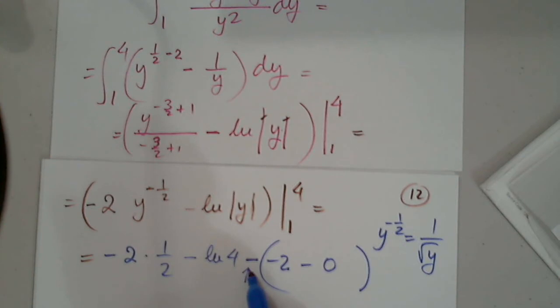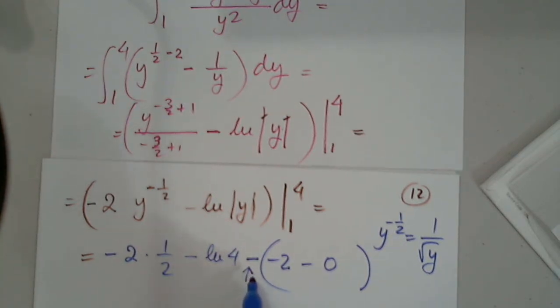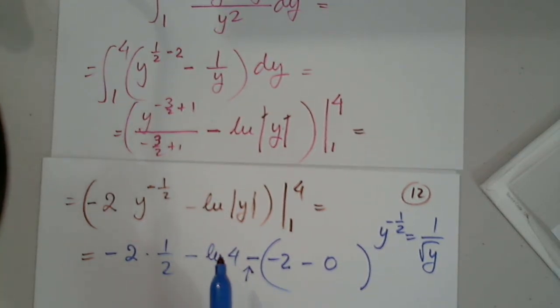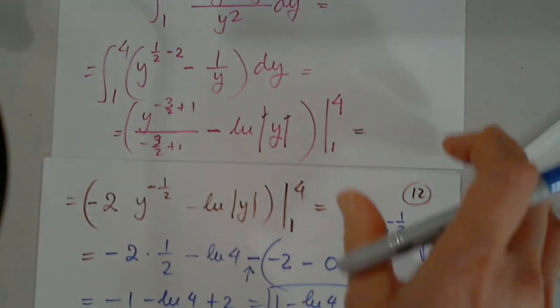But be careful with the negative, because this comes from the fundamental theorem of calculus, and if you forget, you can distribute it by not putting parentheses, but if you forget to distribute, then your answer is not going to be correct. So negative 1 minus natural log 4 and plus 2, because this is 0. So 2 minus 1, 1 minus natural log 4. And that's the final answer.